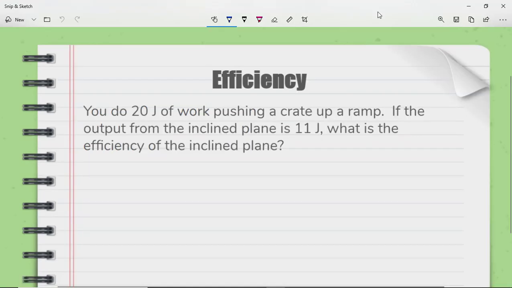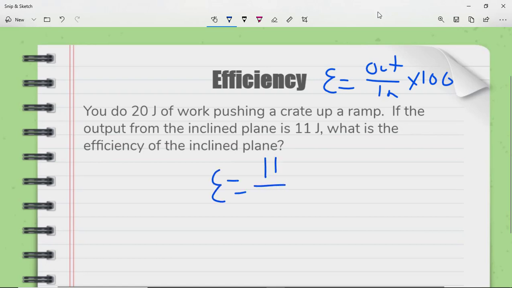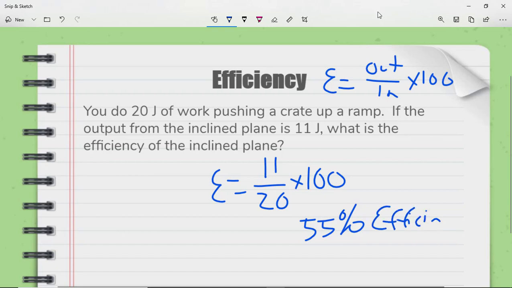You do 20 joules of work pushing a crate up a ramp. The output from the inclined plane is 11 joules. What is the efficiency of the inclined plane? Well, remember that efficiency is equal to output over input times 100. So we just simply plug our variables in and solve. Efficiency is going to be equal to the output, which is 11, divided by 20 times 100. And so we plug that into our calculator and solve, and what we get is a 55% efficiency. So pretty straightforward to go through and complete those types of practice problems.